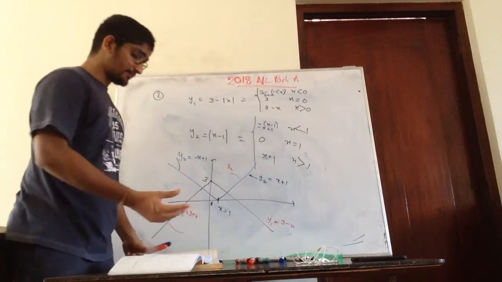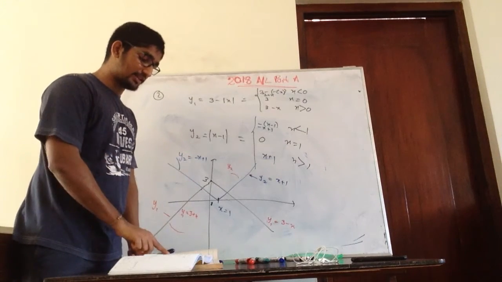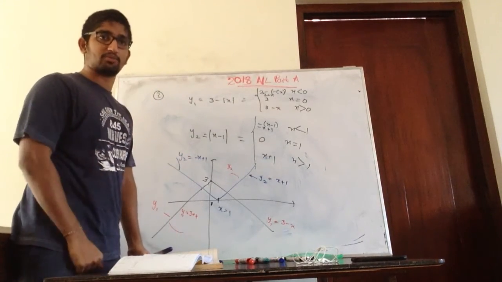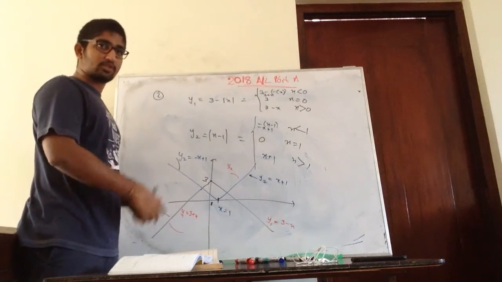Then they are saying, hence or otherwise find all the real values of x satisfying the inequality. So they have given an inequality. They are saying hence, so we can actually find it from this. So let's see how we can do that.